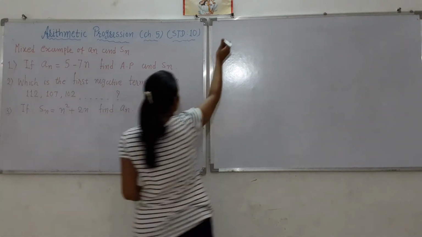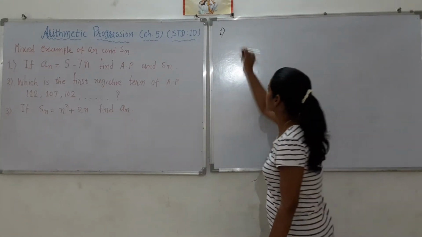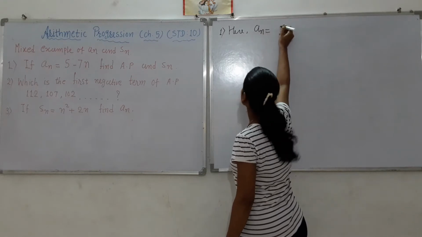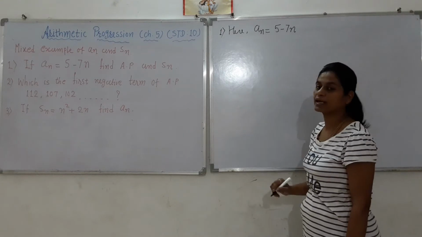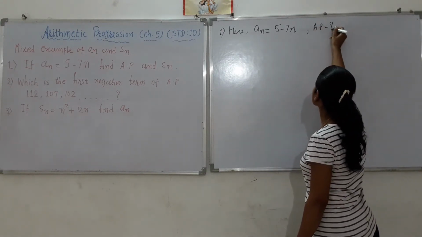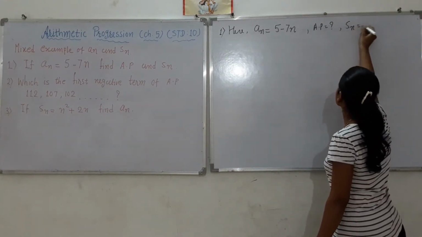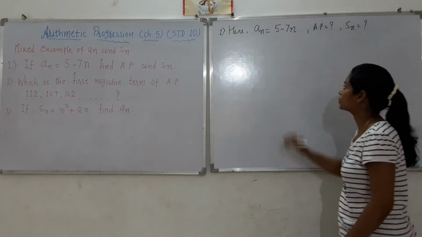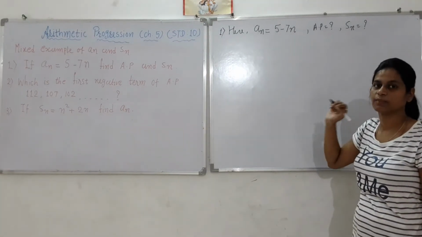So for the solution of the first question, first of all, you should write what is given in your question. So write here an is equal to 5 minus 7n, and you want to find the arithmetic progression. So the arithmetic progression is equal to question mark, and the sum to n terms is equal to question mark, because you want to find two things here. Now by using the given thing, first of all you want to find the arithmetic progression.